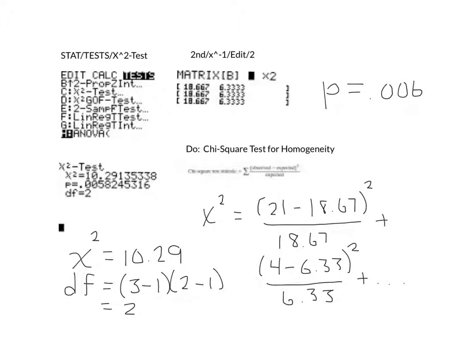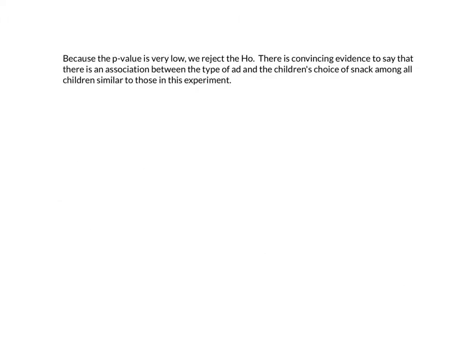So when p is low, we reject the H0 and have significant evidence that the Ha is true. So we're going to say that in conclusion. Because the p-value is very low, or you could say because it's below a reasonable level of significance such as 0.05, we reject the null hypothesis, which means there is convincing evidence to say that there is an association between the type of ad and the children's choice of snack among all children similar to those in this experiment.